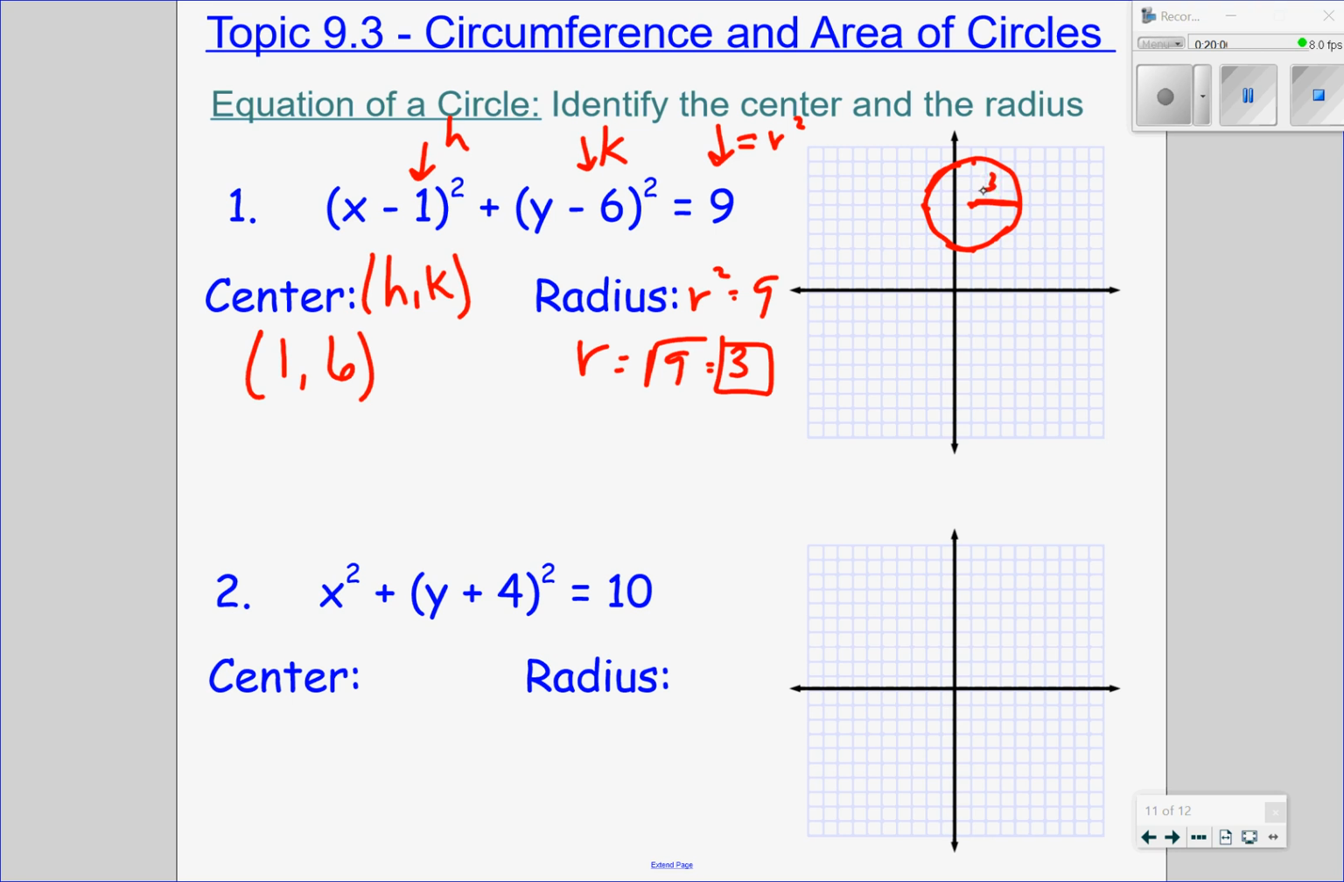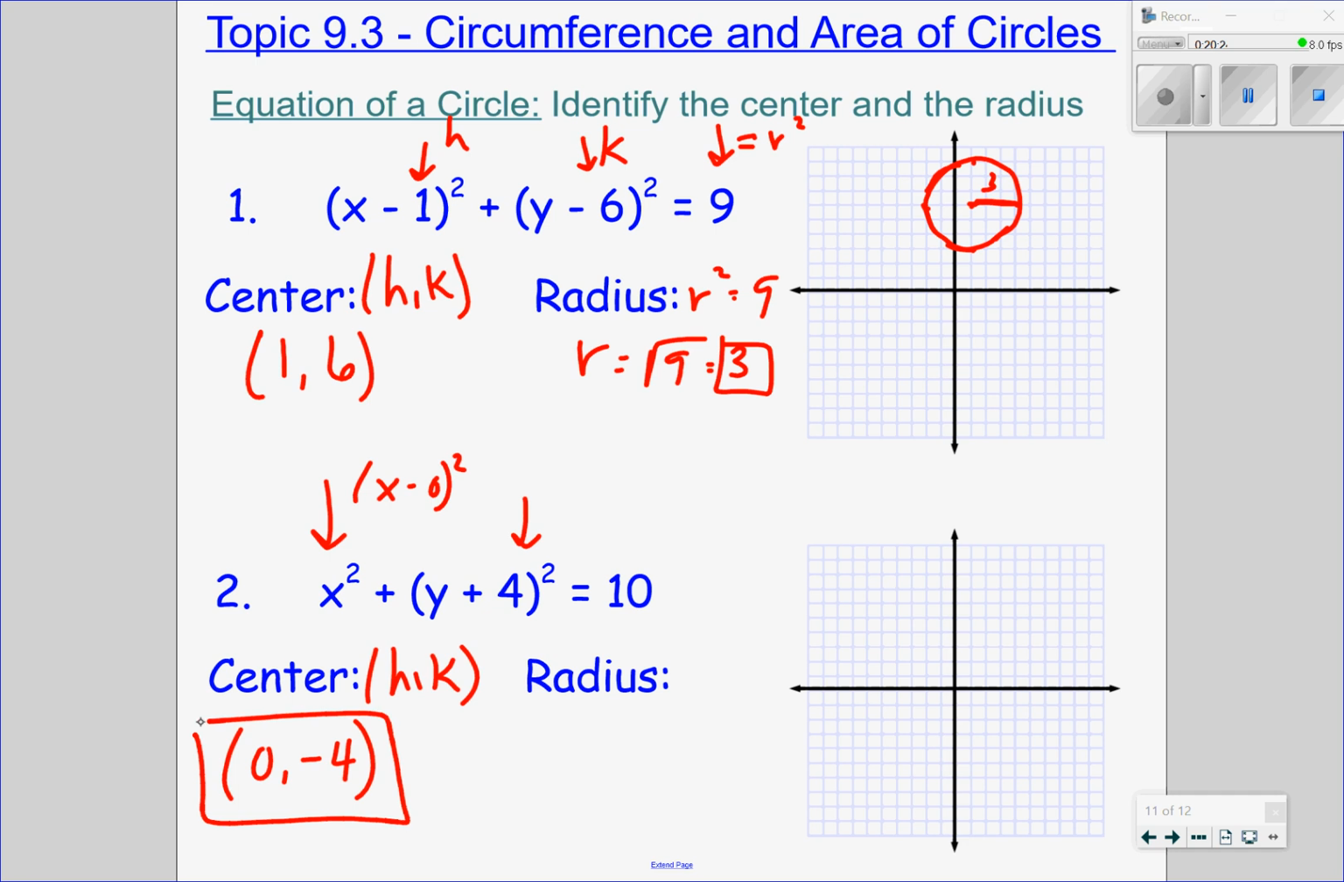Moving forward, next and final example here: notice this time we have x squared all alone, but x squared is the same as x minus 0 squared. So as we pull out our h and k values, our h value is simply 0. Our k value is the opposite of positive 4. Remember, you always pull the opposite out. So our center here would be at (0, negative 4), right here on our graph.